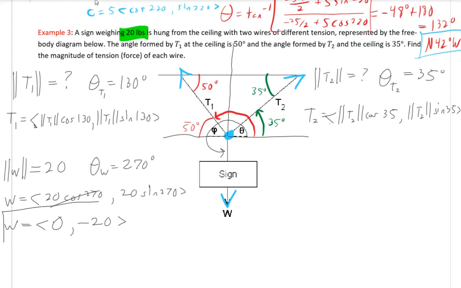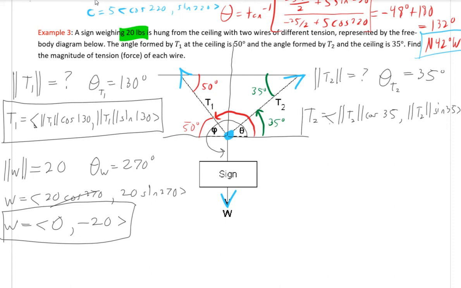And with that, we have all three of the vectors we need: W, T1, and T2. Those are all the forces acting upon the system. Now, because the sign isn't moving at all, the system is in equilibrium. We likewise should be able to take all three of these vectors together, T1 plus T2 plus W. All three of these vectors should equal the 0 vector.